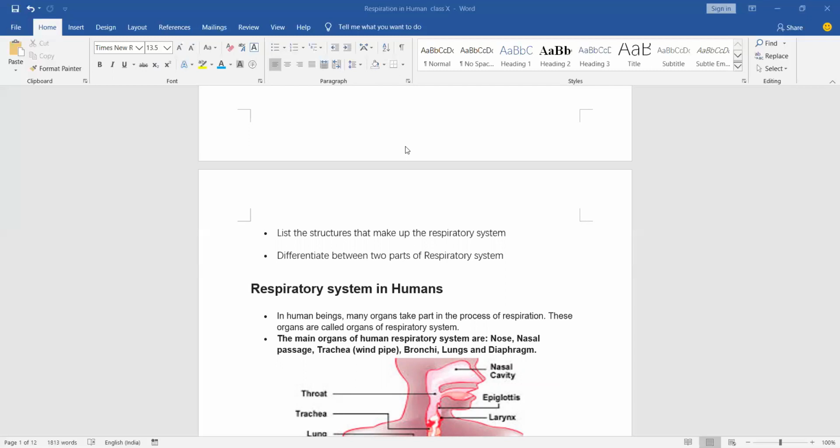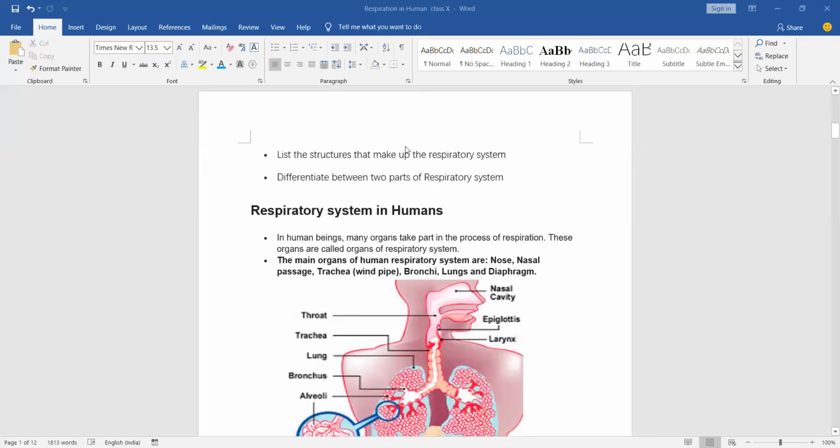Breathing is a voluntary physical process. Respiration is an involuntary chemical process. It means we breathe with our will, but we cannot respire with our will. No energy is produced during breathing, but in the process of respiration, the oxidation of glucose takes place, which releases energy in the form of ATP.